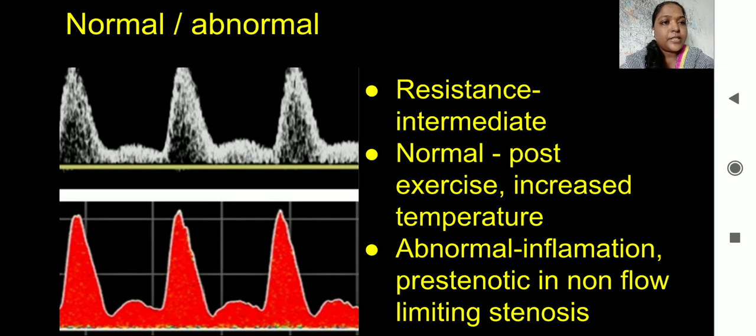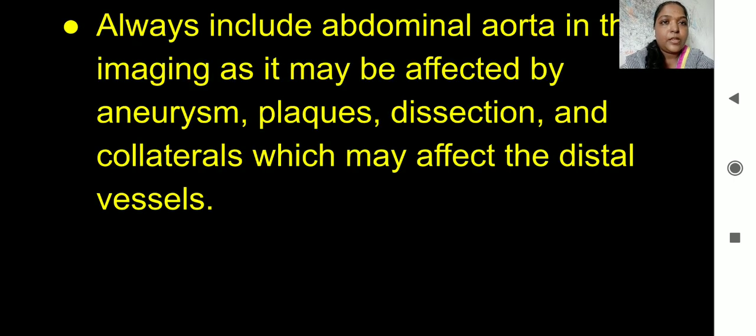The intermediate resistant waveform can be seen normally in cases of post exercise, or if we do the Doppler immediately after the exercise or when the body temperature is increased. It can be abnormally seen in cases of inflammation or in a pre-stenotic site when you see non-flow limiting stenosis distally. We'll see some of the pathologies in the arteries.